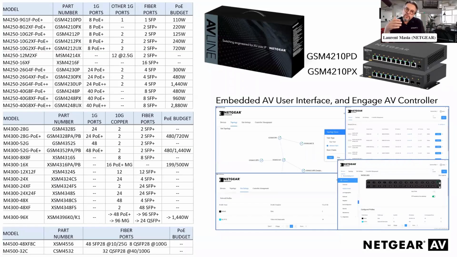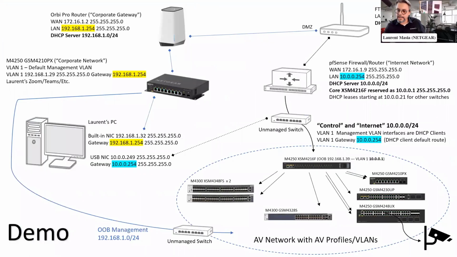All right. So today we are going to demo the AV user interface and the Engage controller. I know Eric is monitoring this. I think I'm on schedule. This is the lab we are going to use together today. Laurent's PC is my PC. I'm talking to you right now using my corporate gateway. This is a 192.168.10.24 subnet, okay? But I also have, from that built-in NIC, access to the out-of-band management of all these switches in the lab.